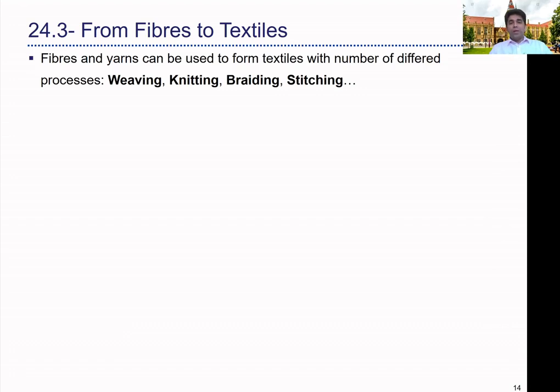To manufacture textiles from the fibers, there are several techniques which are well established, and some of them are really old: weaving, knitting, braiding, and stitching. So they are well-established techniques to manufacture textiles from fibers.